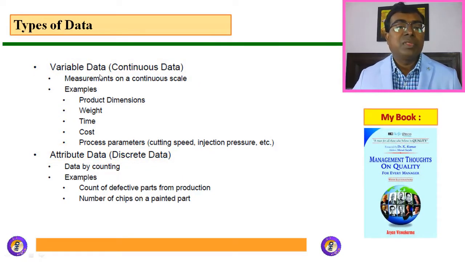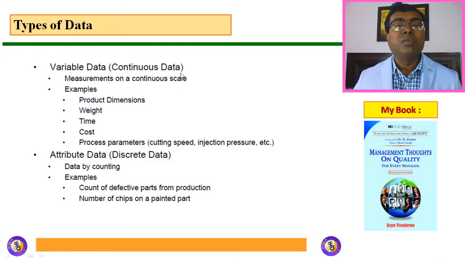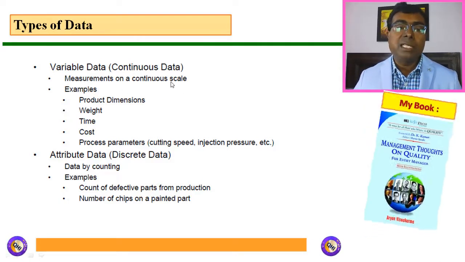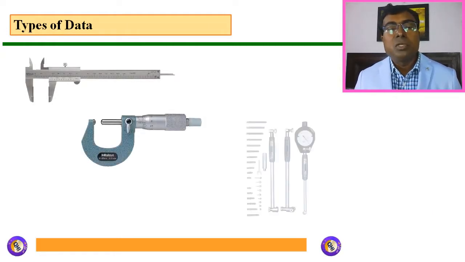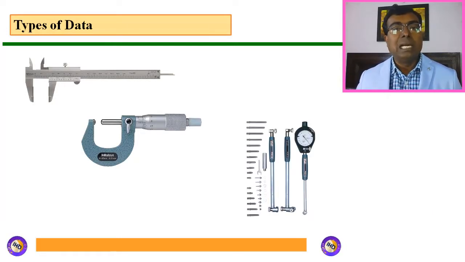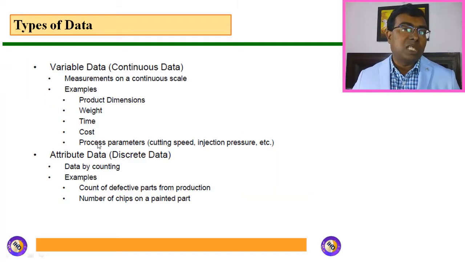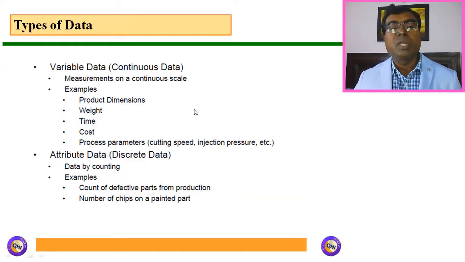So this variable data is measured on a continuous scale. For example, in a manufacturing setup, we use vernier caliper, micrometer or bore dial. So these are the gauges which will give us continuous data. So all our process parameters, weight of materials, measurement of time and cost and product dimension, these are all measured as variable data or on a continuous scale.